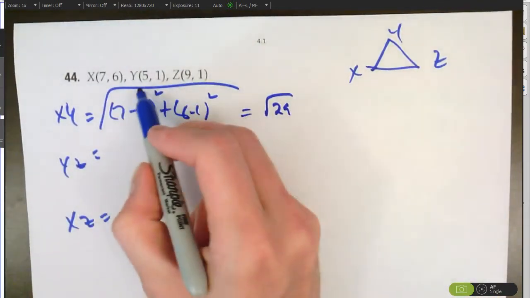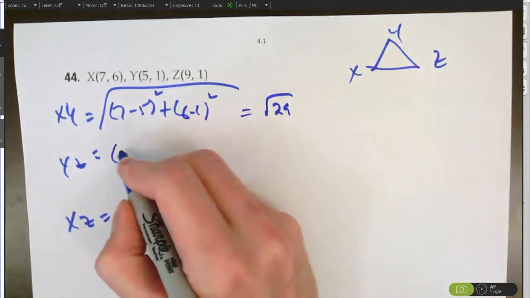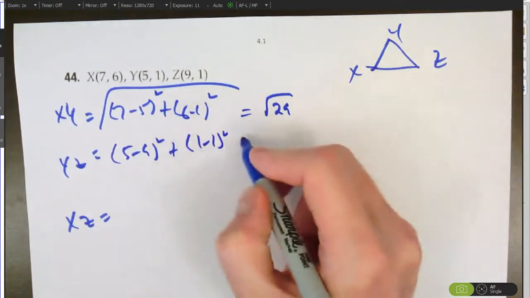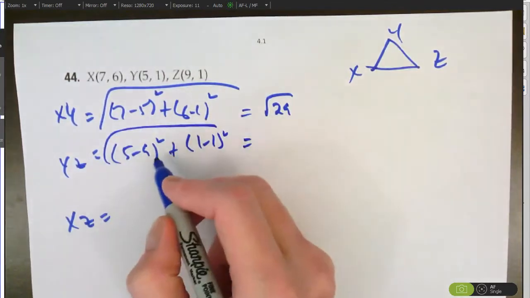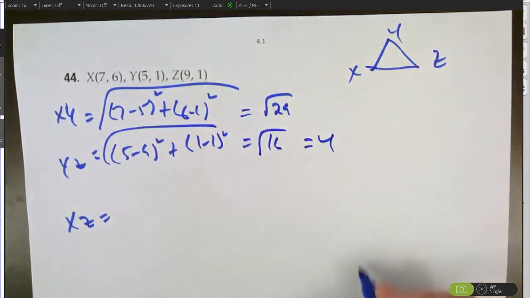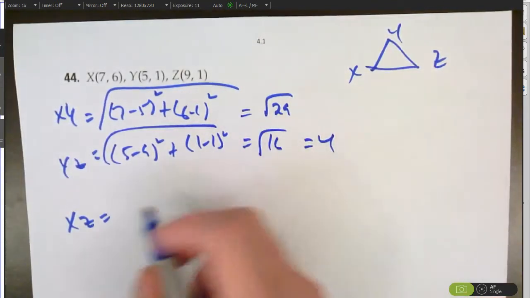Okay. Same thing for yz. Do x minus x, 5 minus 9 squared, 1 minus 1 squared. Take the square root of that. 5 minus 9 is negative 4. Negative 4 squared is 16, so the square root of 16 is 4. I'm sorry, that's 0. 1 minus 1 is 0, so I skipped that.